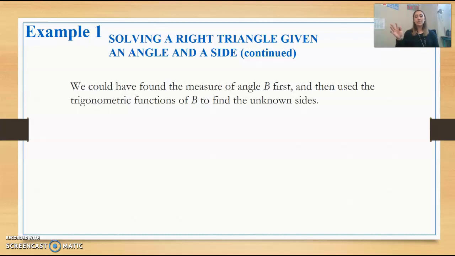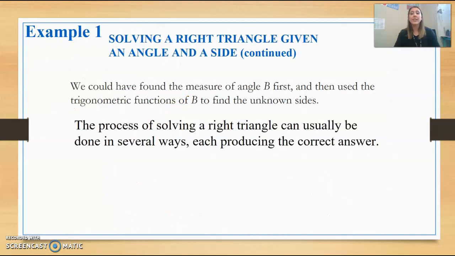So this slide right here says, yeah, we could have started off with the measurement of B and then used the trigonometric functions of B to find the unknown sides. We totally could have done that. I said that at the beginning, right? I know it's going to be 56 degrees. So if I know that, that's okay. The process of solving means that some of us are going to start in different places, and that's totally okay. And that's actually what's super fun about solving for triangles, is we're all going to get the same answers, but we might do it a little bit differently.